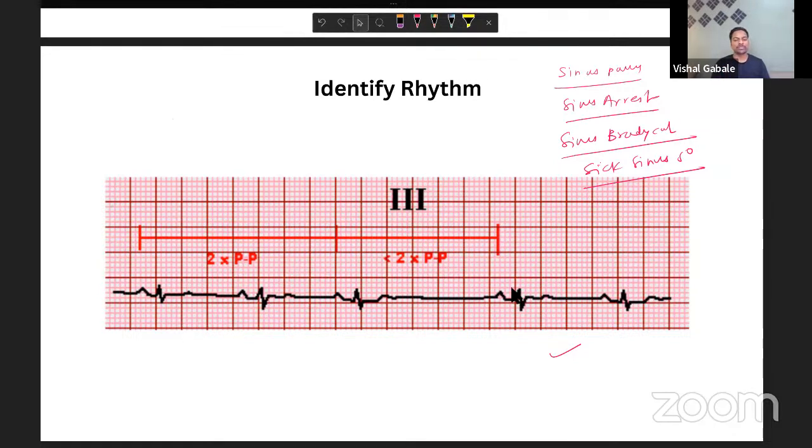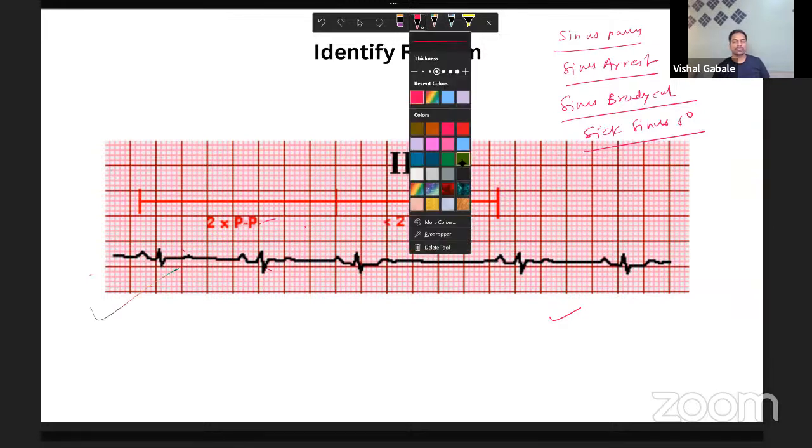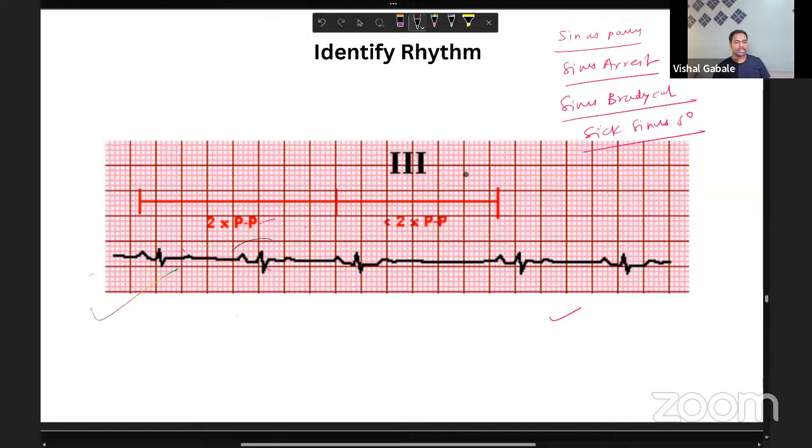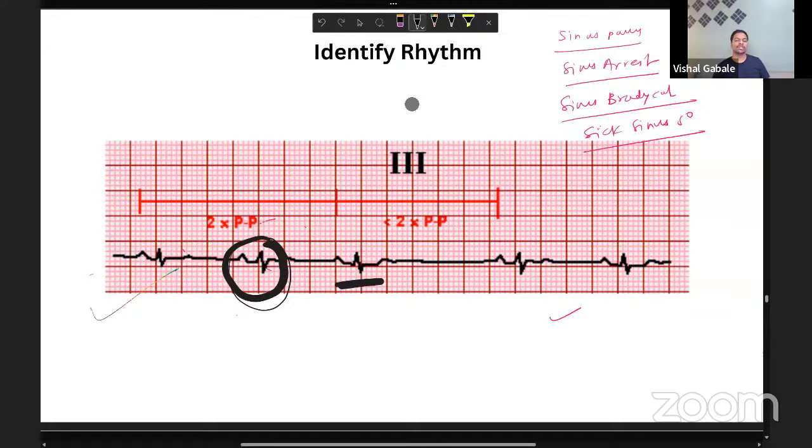Very well said. As you can see, there is one P wave, PQRS. Here is again PQRS. I will change the color of the ink. As you can see, this is one PQRS. This is also one PQRS. And here it is completely paused. There is nothing over here, guys. So this is your sinus pause itself.